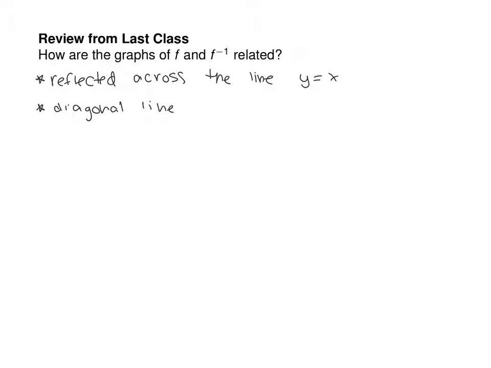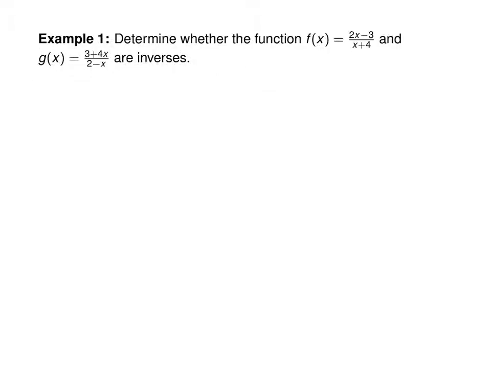Okay, so for this next one, determine whether these two functions are inverses. Finding the composition is going to be a little bit gross. Don't write this down, let me show you why, okay? So if I were to find f of g of x, I'd have to do f of (3 plus 4x) over (2 minus x), right? That's what that would involve?